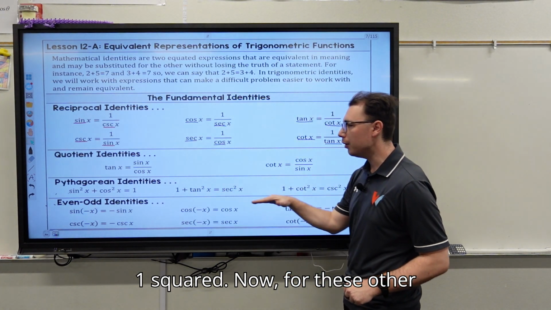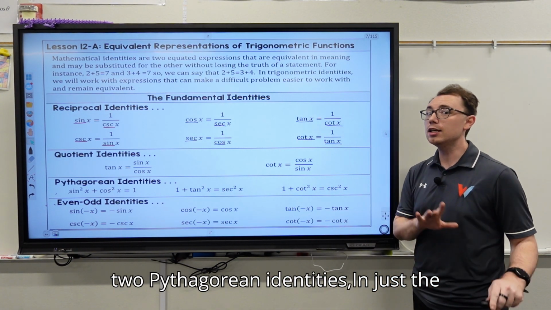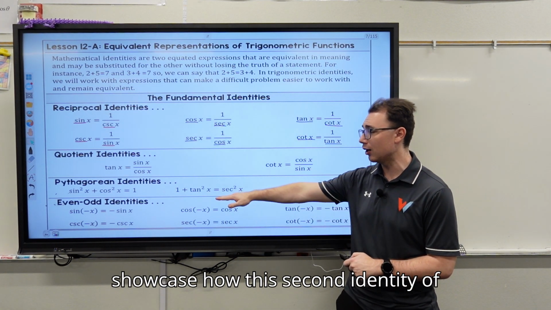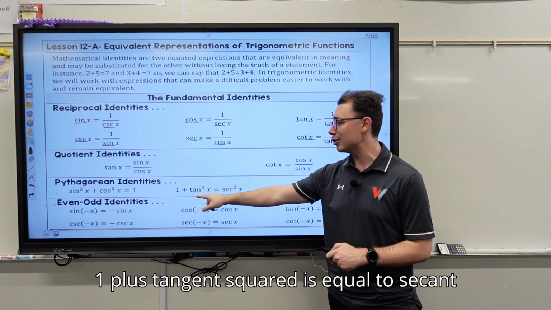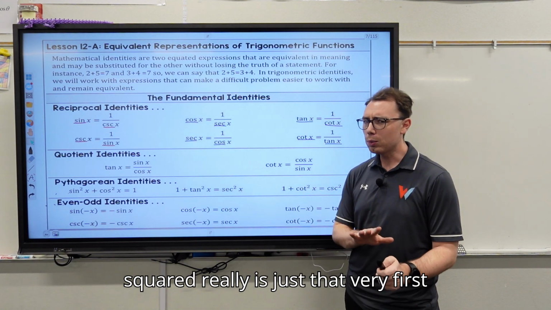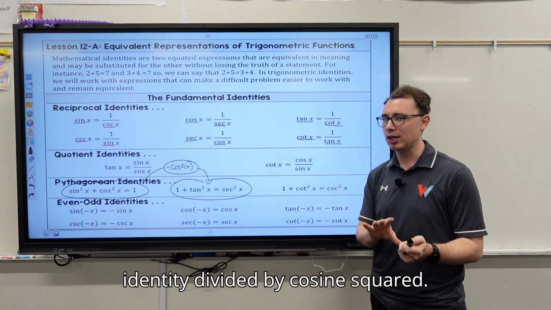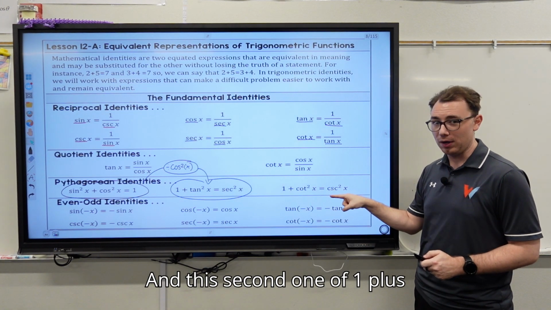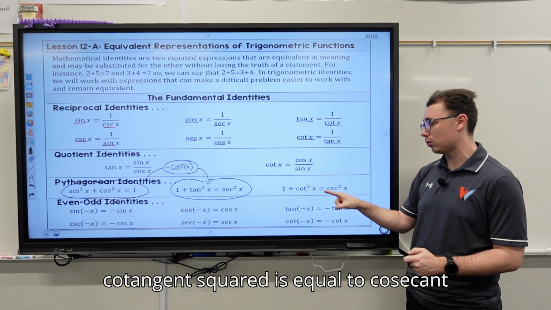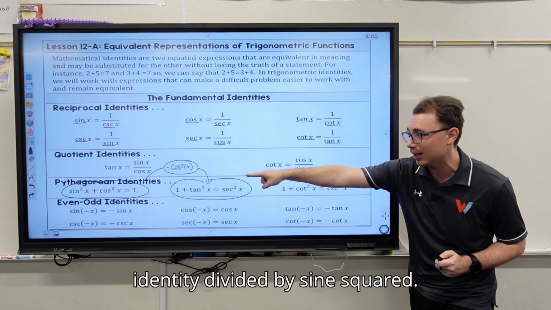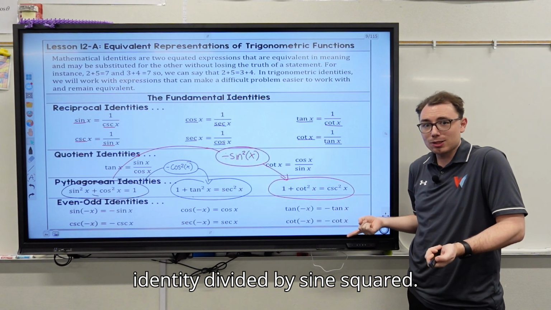Now, for these other 2 Pythagorean identities, in just the next slide, we're going to try and showcase how this second identity of 1 plus tangent squared is equal to secant squared really is just that very first identity divided by cosine squared. And this second one of 1 plus cotangent squared is equal to cosecant squared really is just that first Pythagorean identity divided by sine squared.